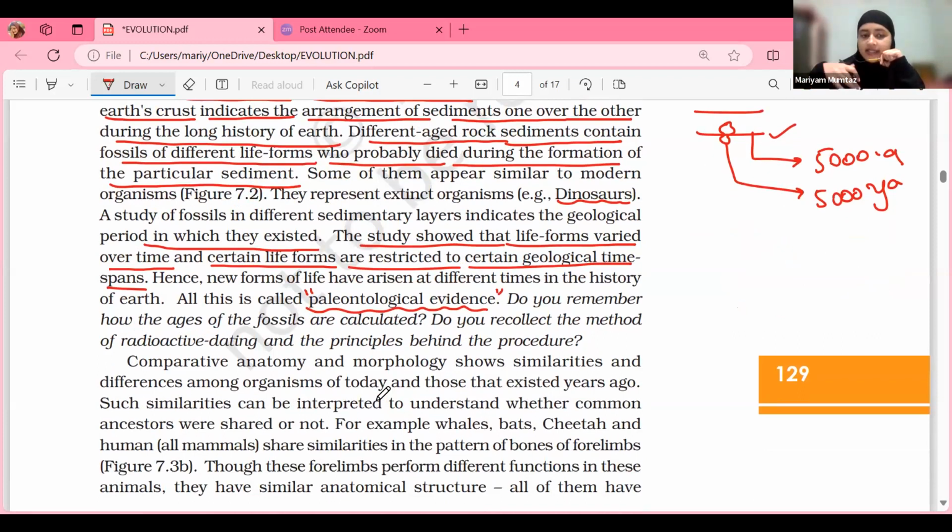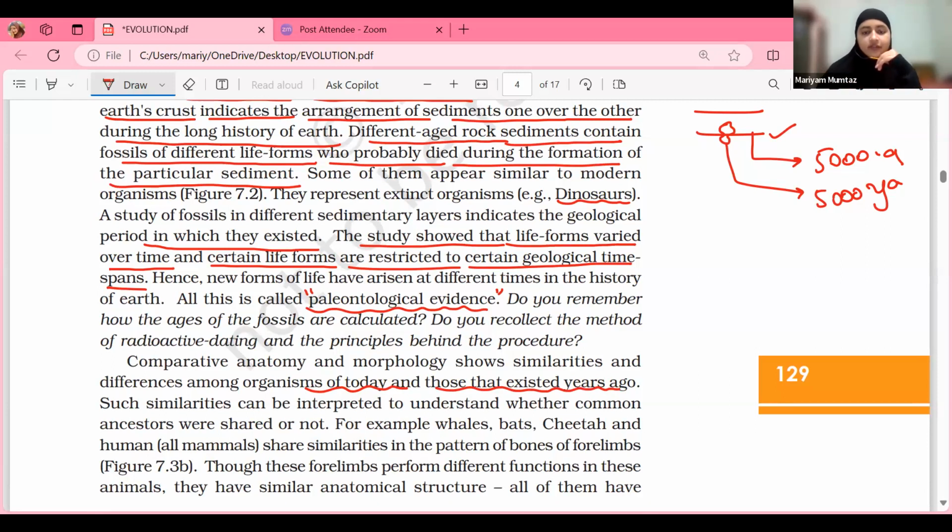Now, coming on to the next type of evidence, comparative anatomy and morphology shows similarities and dissimilarities among organisms of today and those that existed years ago. First of all, tell me what is anatomy? The internal structure of the body. What is morphology? The external structure of the body.